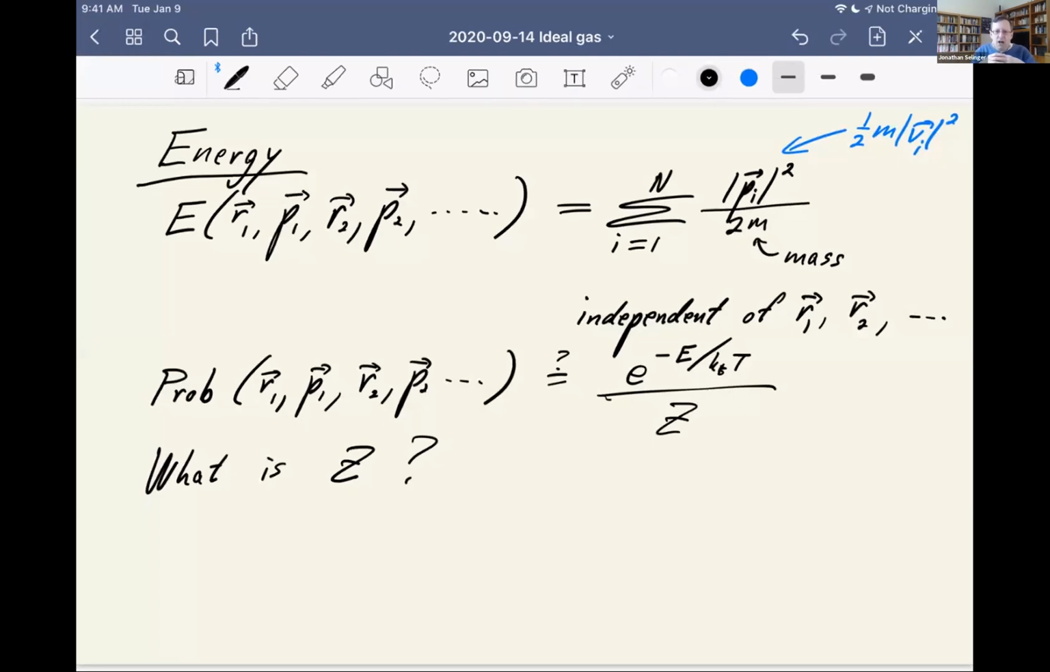Here, however, there isn't a list. There's a continuous family of states. That is, the position could be anywhere, and the velocity could be this. It's a continuous variation. So for that reason, we can't just write a sum. We have to make an integral over all the possible positions and all the possible momenta of the states, because an integral is the continuous version of a sum.